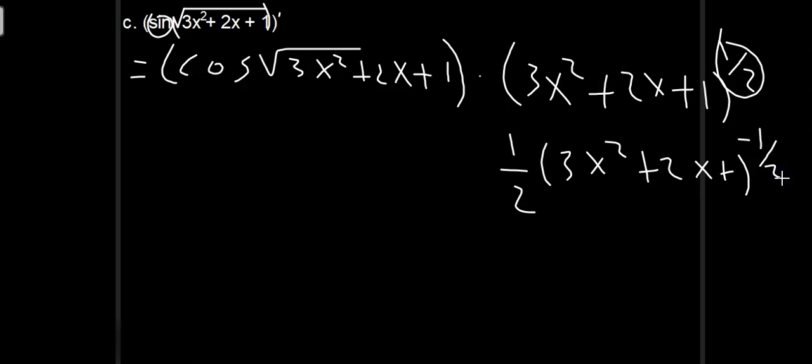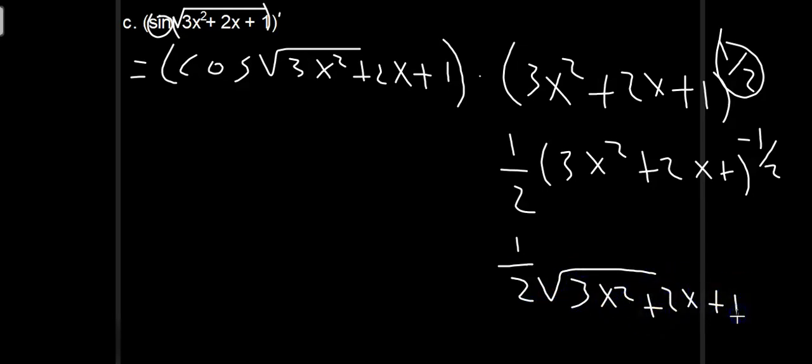I want to bring this whole thing down to get rid of this negative. So this one will be 1 over 2 times the whole over 3x squared plus 2x plus 1. What I did is bring this whole thing down and get rid of the negative. This means 3x squared plus 2x plus 1 to the power of 1 over 2, and 1 over 2 is the same as a square root. That's the reason that I put it in the square root. And now I'm done with this square root stuff.